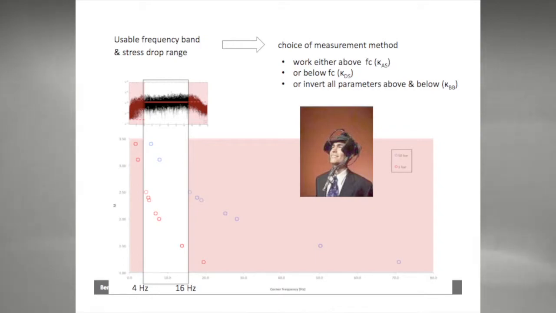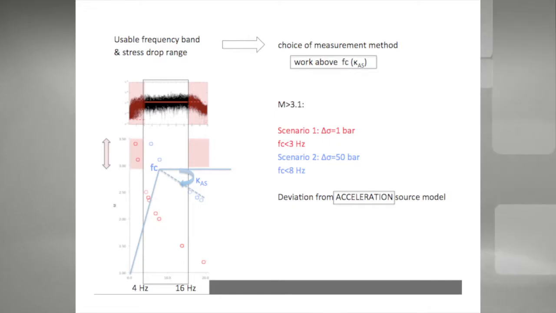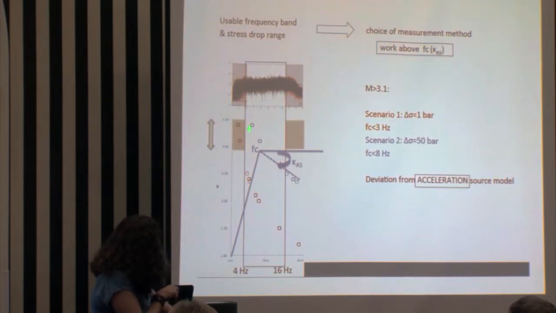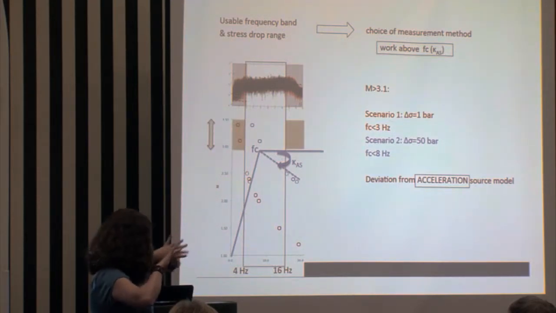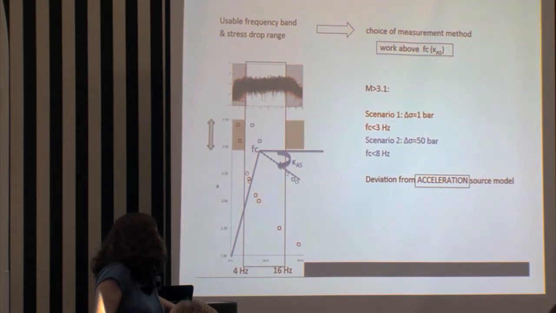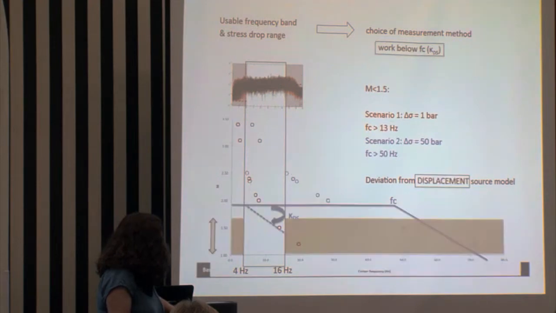So if we start with method number 1, the traditional Kappa working above the corner frequency. We're looking at these guys here, above magnitude 3. Corner frequencies might range from here to here. Of course, they might range even outside that range. Be that as it may, if we go here, we can expect to maybe measure Kappa as the deviation from the flat bit here on the acceleration model.